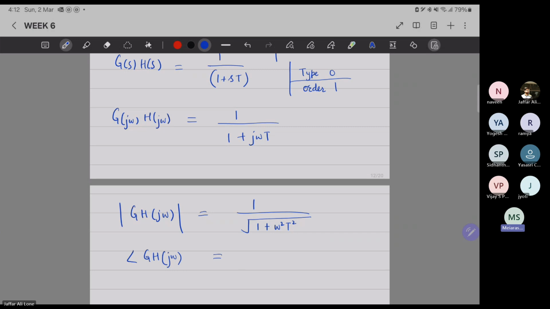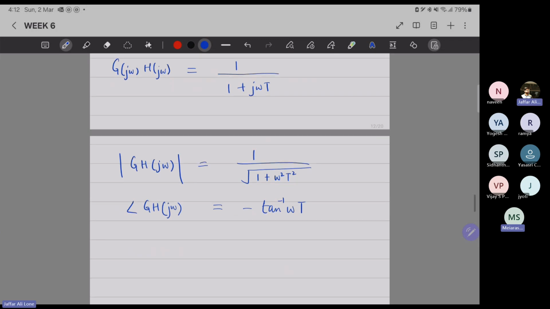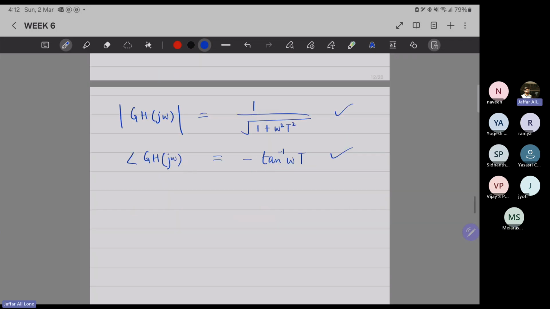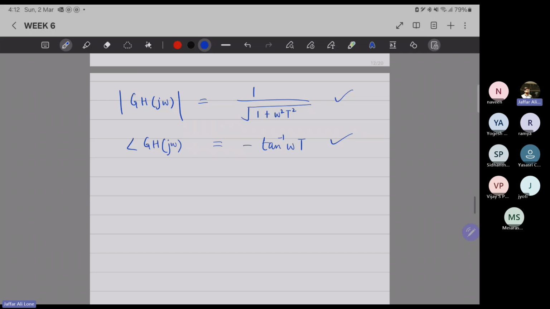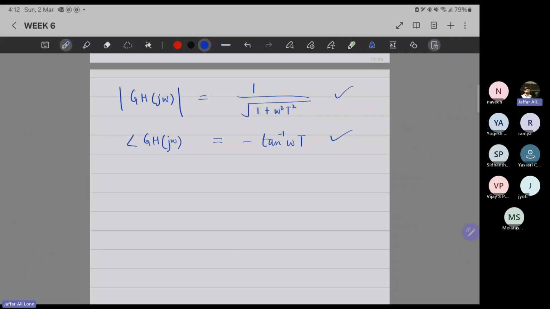No, not 90. How 90? Minus tan inverse of omega t by 1. Yes, it will be minus tan inverse omega t, right? So we have magnitude, we have phase. Now what I said, we need to vary omega from 0 to infinity and see how this plot will look like.